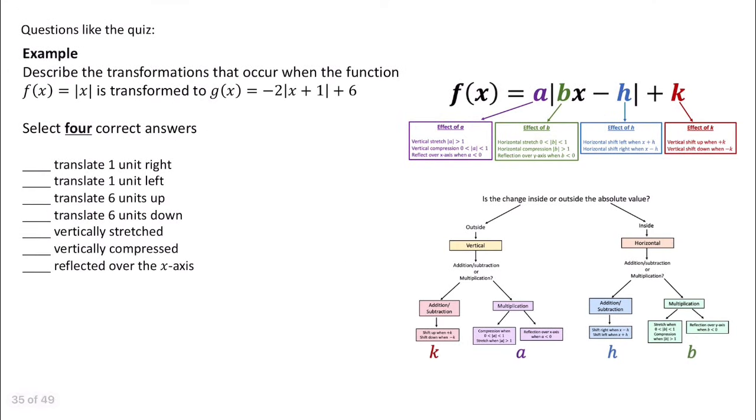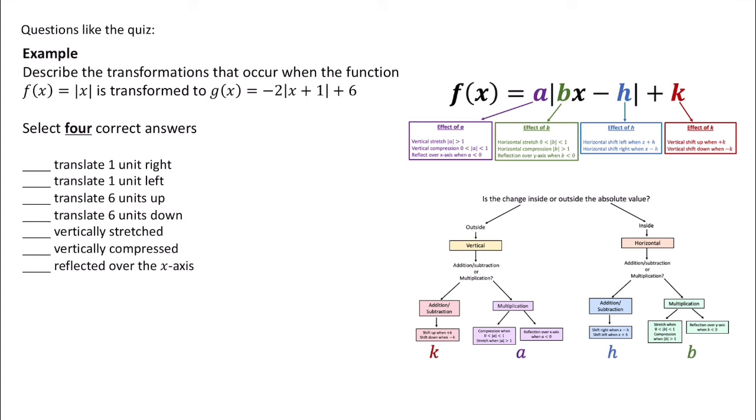So there are some questions on the quiz. These are like multiple select questions. And what it does is it asks you to describe transformations in a different method than you're used to, okay? And sometimes people get confused by these questions, so that's why I want to show you how to approach them. Really, it's asking for the same information that we've been figuring out on every problem, but it just looks a little bit different, okay?